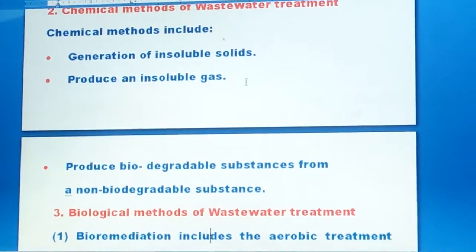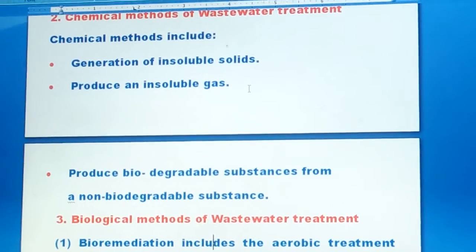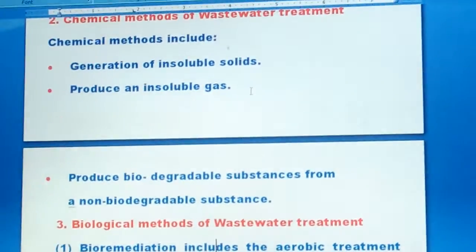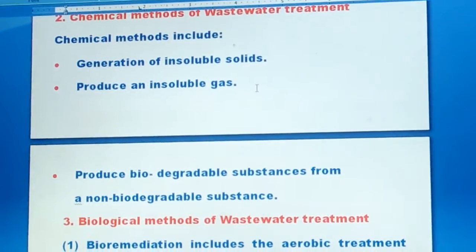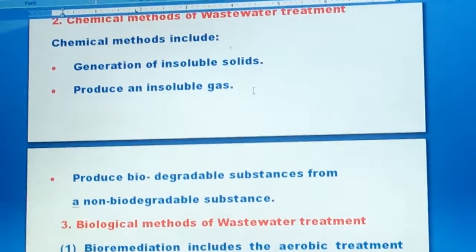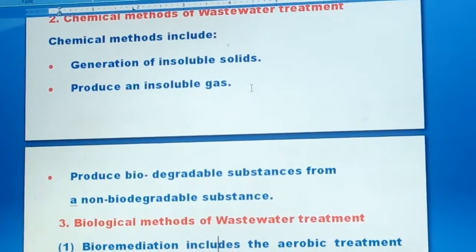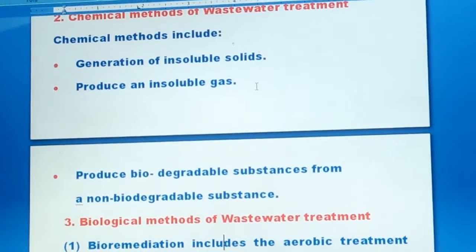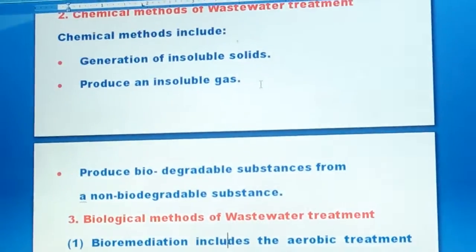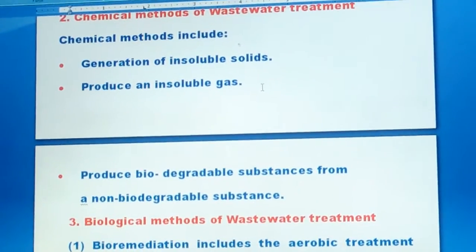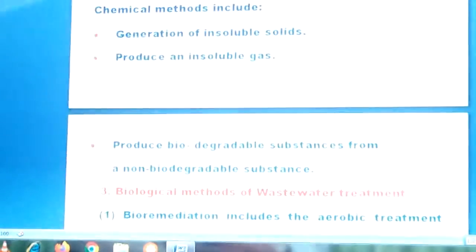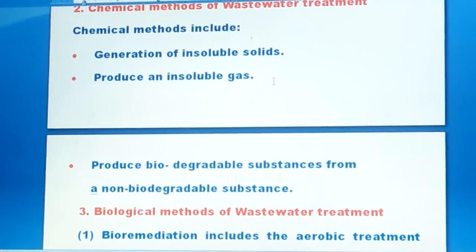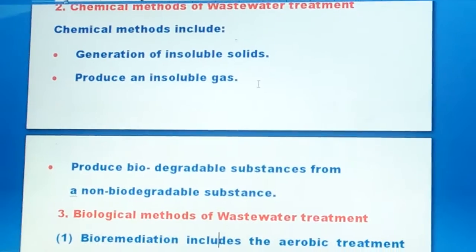Now, the next one is producing biodegradable substance from non-biodegradable substances. See, non-biodegradable substances cannot be degraded by microorganisms. They can be easily converted into another form that can be easily degraded by microorganisms. That is what we are saying here as converting or producing biodegradable substance from non-biodegradable substances. All these things involve addition of chemicals.